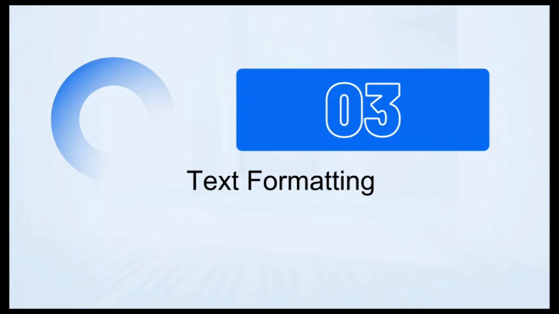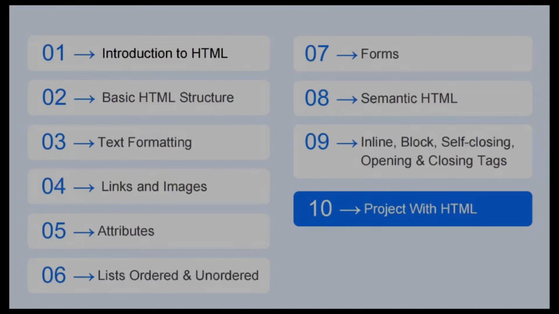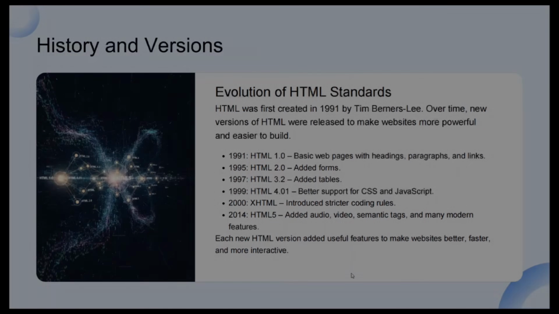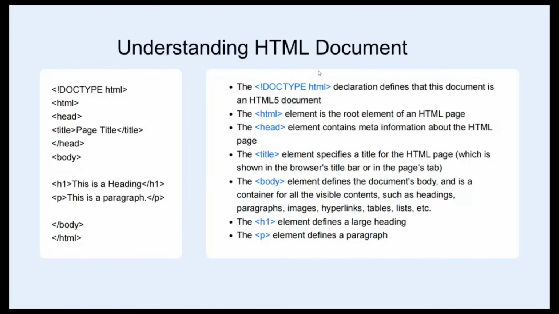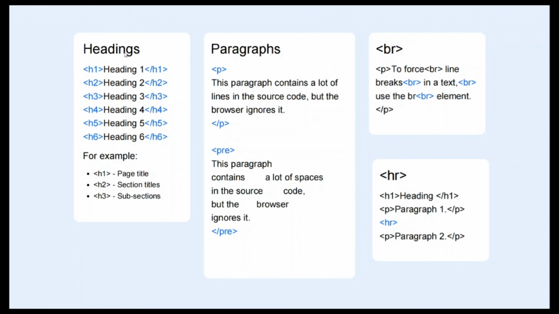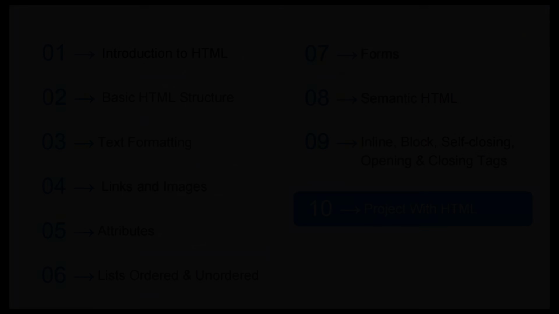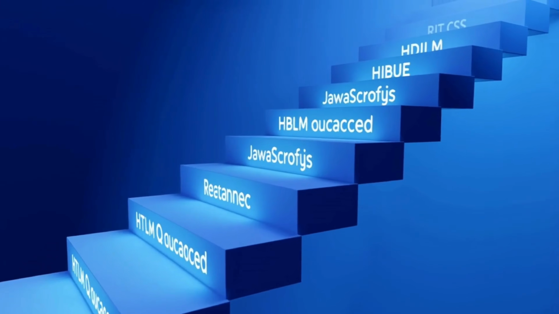So this is all about text formatting. In this video we covered the introduction to HTML, the history and the different versions of HTML, how to set up the environment, the basic structure of an HTML page, and text formatting tags. We also learned about HTML comments, which make your code clean, organized, and easy to understand. In the next video, we will learn more HTML topics and continue building our knowledge step by step.